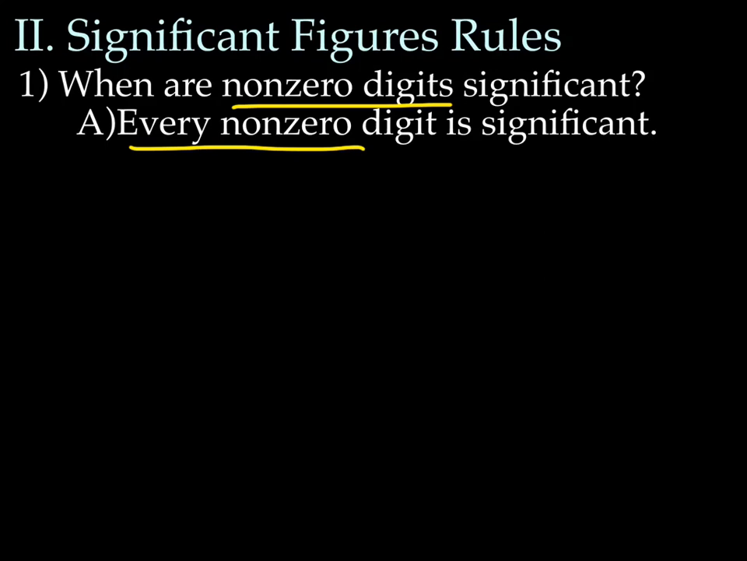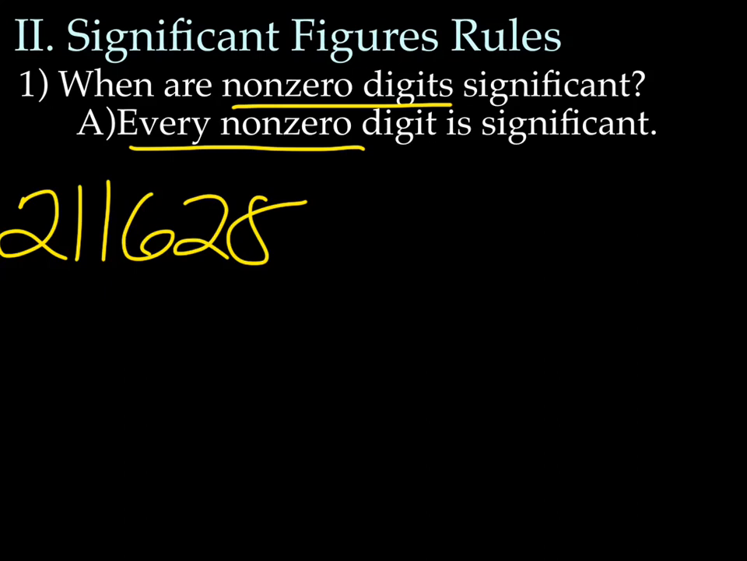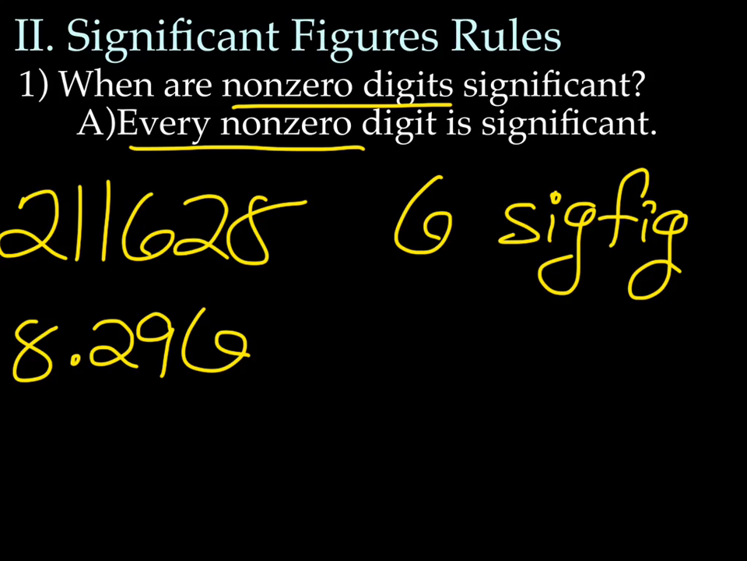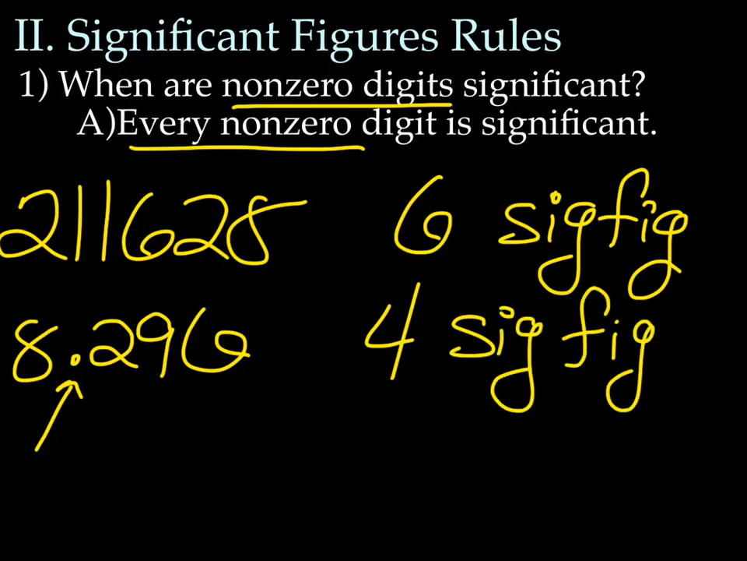Let's try a few examples. If I were to write the number 211628, all of these digits are non-zero digits. So they're all significant. So how many significant digits are there in this number? I come up with 6 sig figs, or 6 significant figures. All right, how about another one? 8.296. This time, there's a decimal here. But the rule doesn't talk about decimals. We don't need to worry about whether or not there's a decimal there. We're just looking at the digits. So all of the digits are non-zero, which means they're all significant. We have 4 sig figs. So when we're talking about non-zero digits, it's pretty easy to determine the number of significant digits. They're all significant.